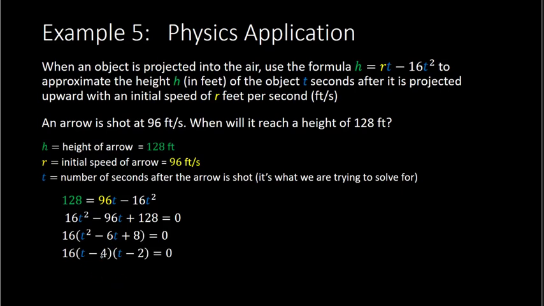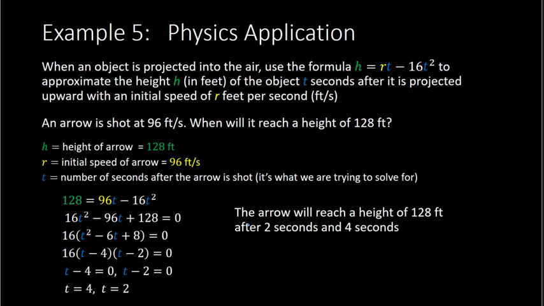Now from here, everything is already multiplied together, and it's all equal to 0, so I can solve by setting each part equal to 0. So 16 could equal 0, which doesn't make sense, so we can ignore the 16. We have t minus 4 equals 0, or t minus 2 equals 0. So if that's the case, then t would equal 4, or t would equal 2. So my solution is that the arrow will reach a height of 128 feet after 2 seconds and after 4 seconds, which would make sense, right?